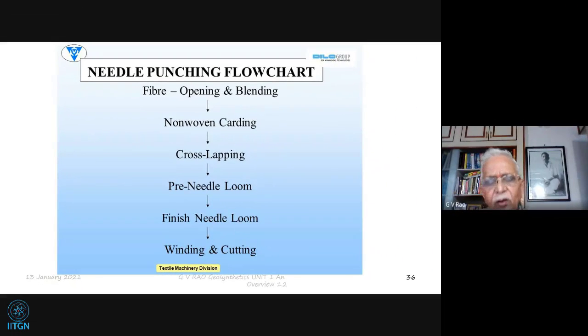we have a material called, if you're able to see this, scrim. We'll talk of that later also. So you can see there's a scrim. There's a small net kind of thing in between. It's punched together. It helps us to see that the staple fibers are not falling down. So that is where we have to look at it.